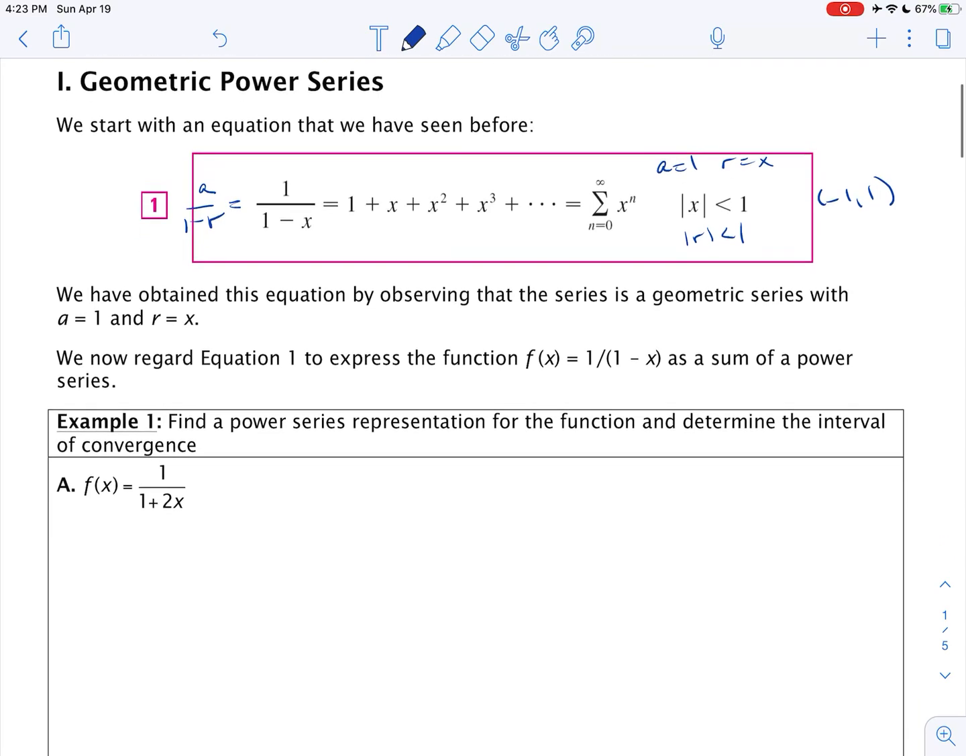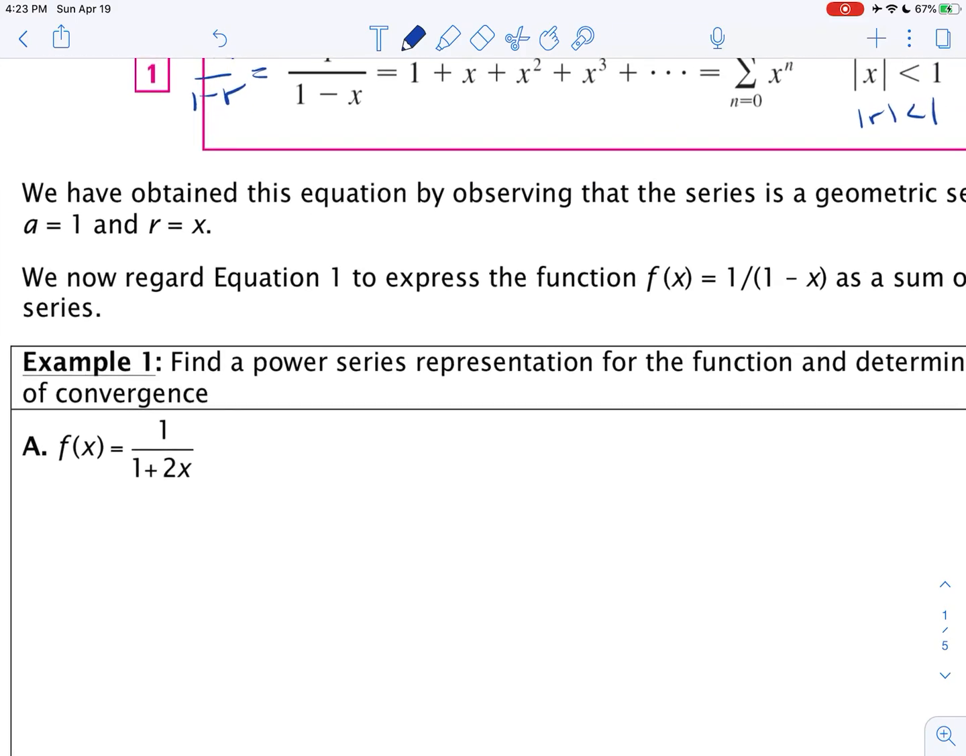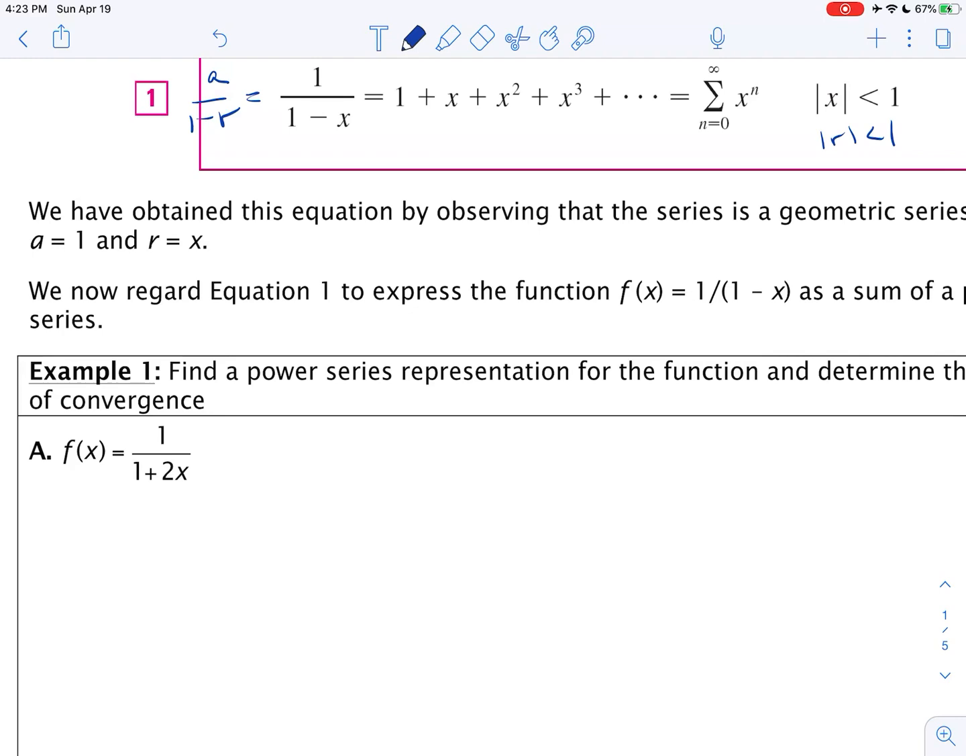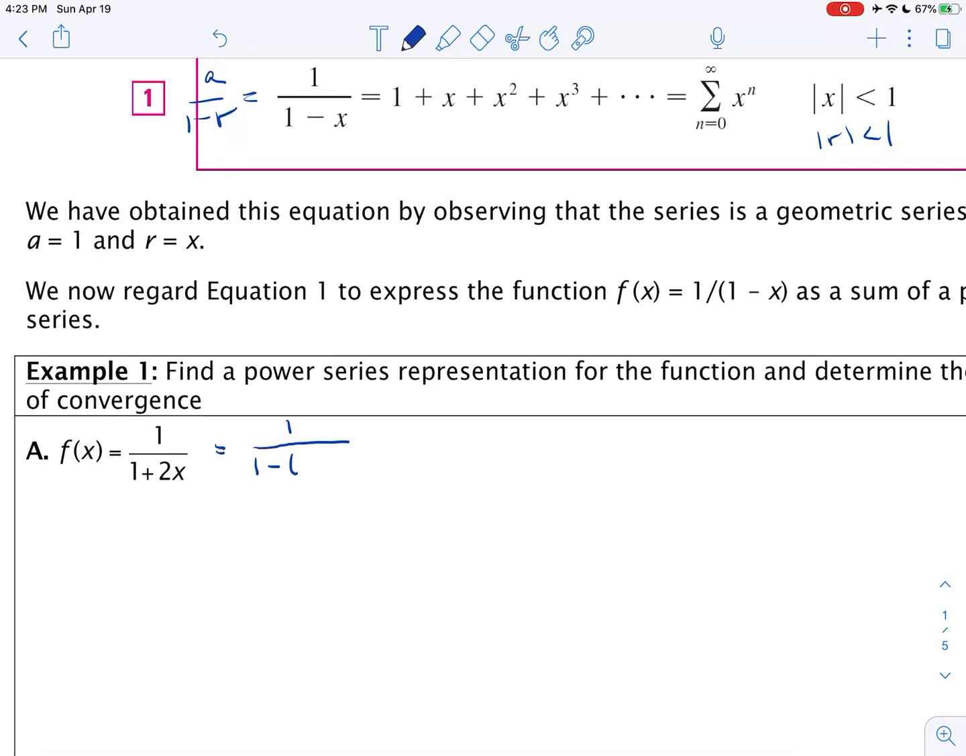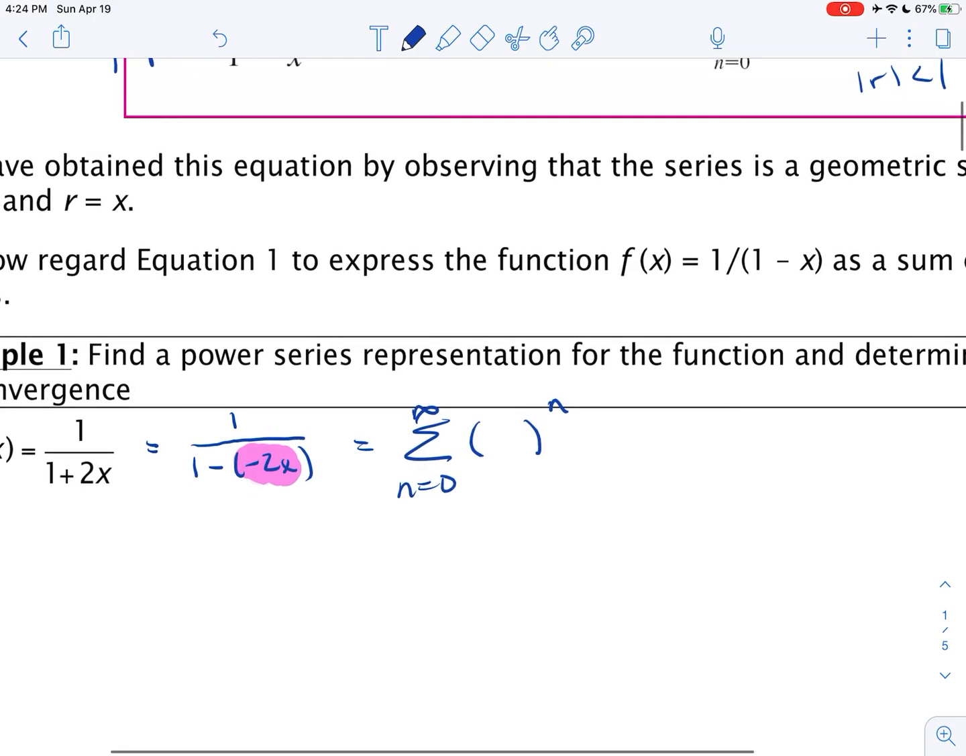So let's take a look at f of x equal to 1 over 1 plus 2 times x. So I'm actually going to make that look like a 1 over 1 minus by using some algebra facts. So I can rewrite this expression as 1 over 1 minus negative 2x, right? That's certainly equivalent. And now that I have the negative 2x as my new quote-unquote value of x, I can actually substitute that into an infinite sum notation from n equals 0 to infinity, and now my new power function has base negative 2x.